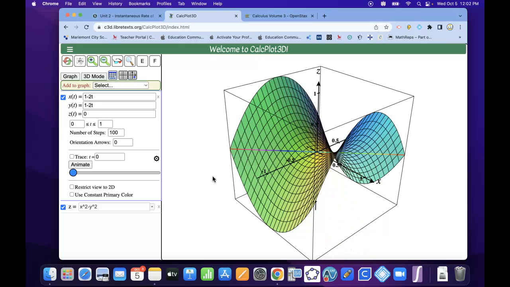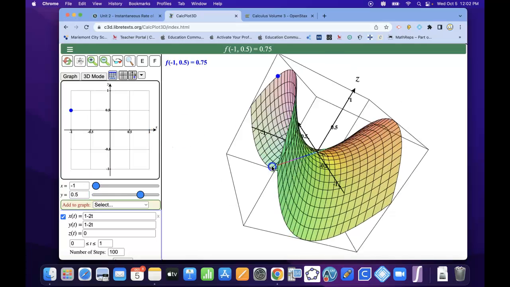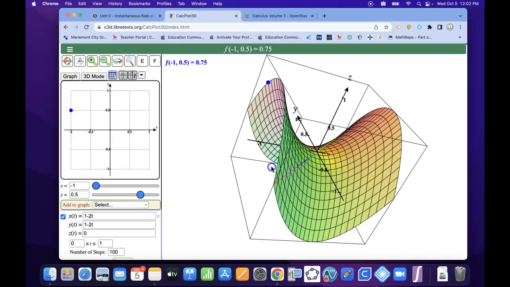Let's see. Part D. Find an equation for the plane that is tangent to the surface at negative 1.5 and 0.75. So I'm going to go up here and I'm going to plot that point. So I'm going to plot that point at negative 1 and positive 0.5, excuse me, 0.5. And so there is that point. It's right up there, kind of on the very edge.